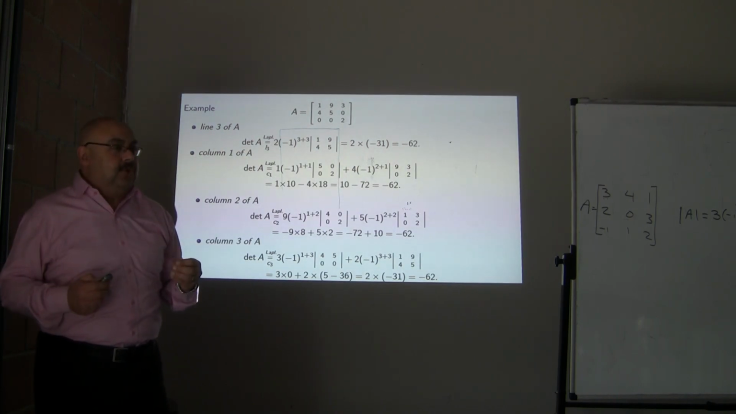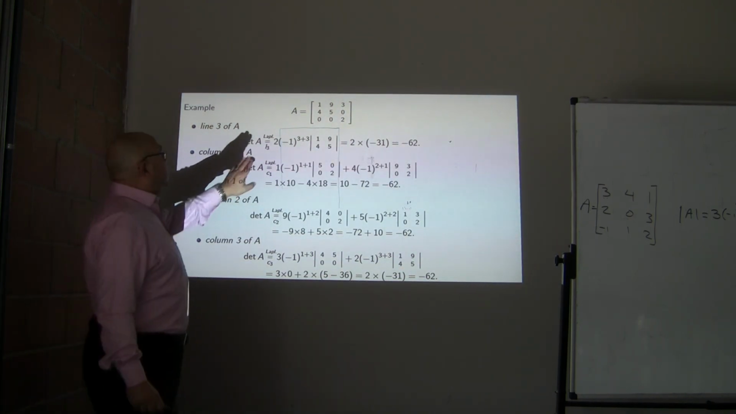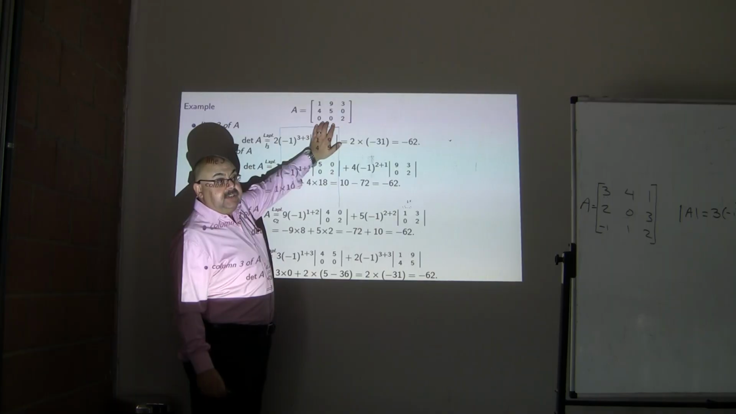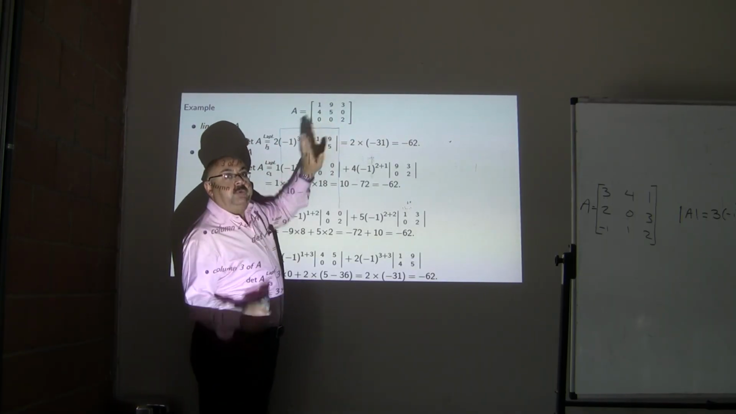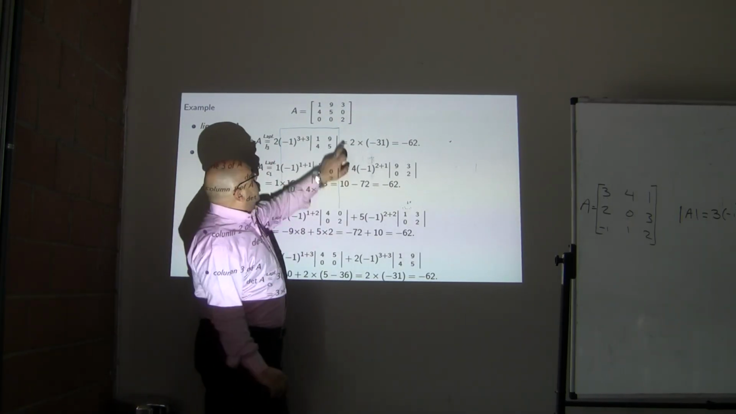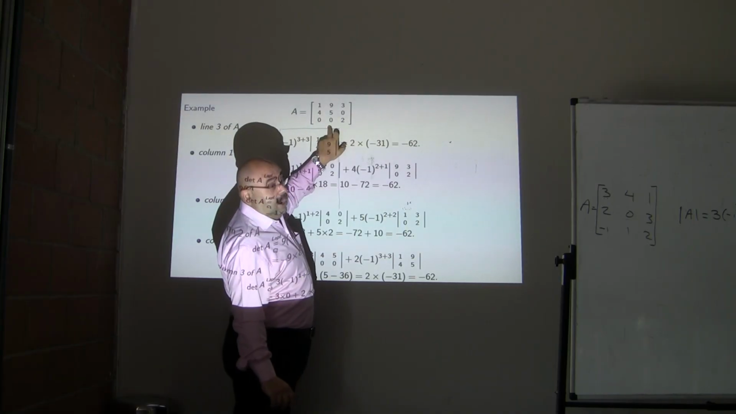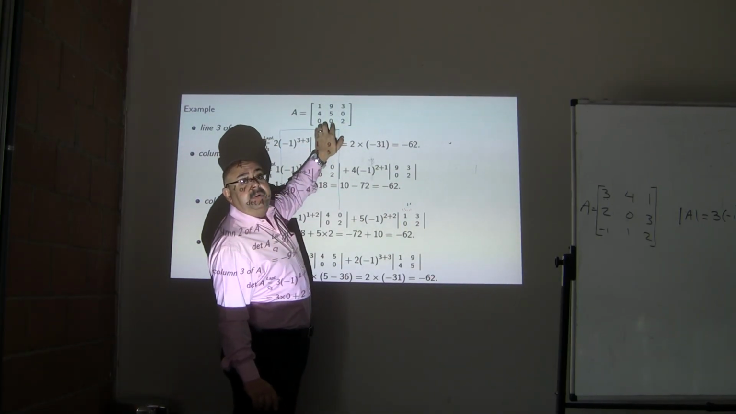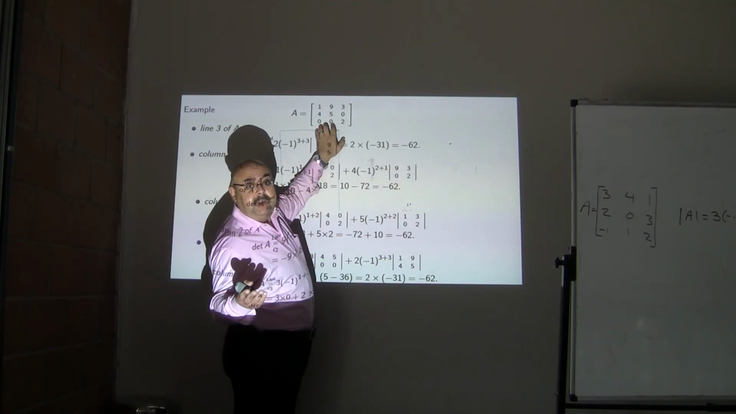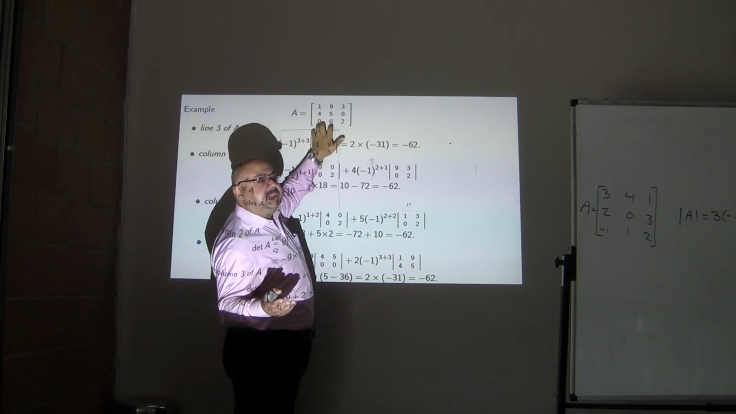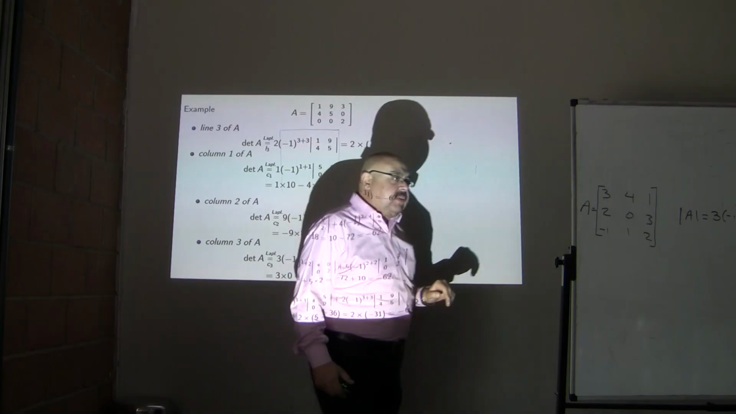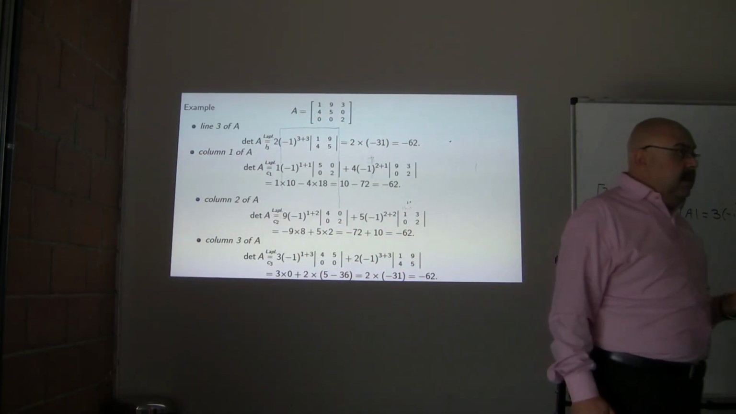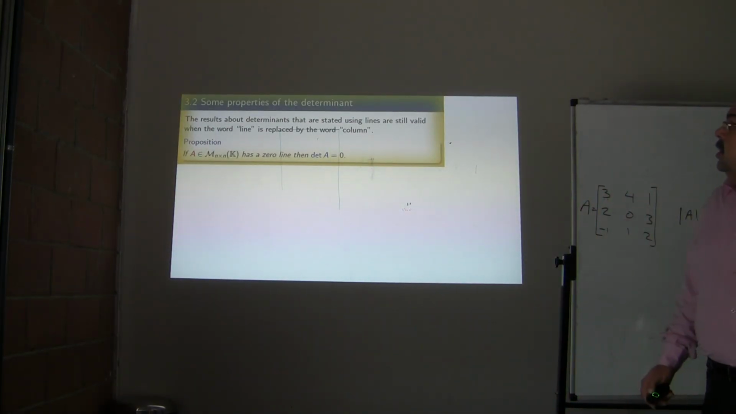What's the smarter choice? For the determinant of this matrix, I will stop for a second and look at the rows and columns. I will discover that the third row contains plenty of zeros. So I would recommend expanding by the last one. Are you with me? Okay.